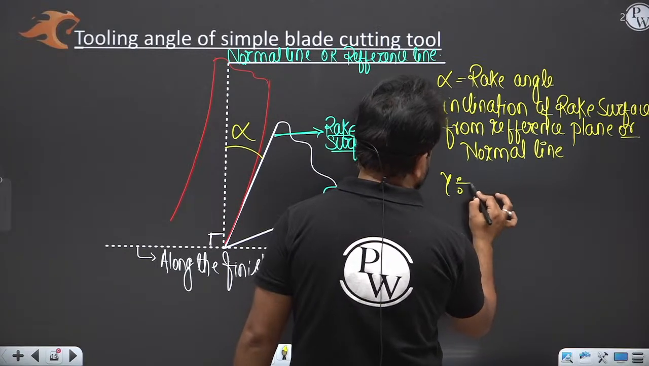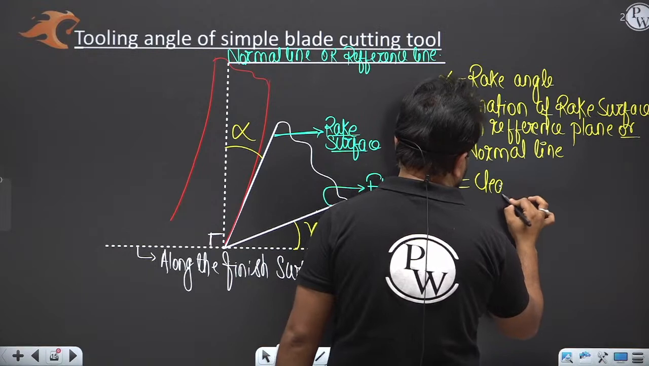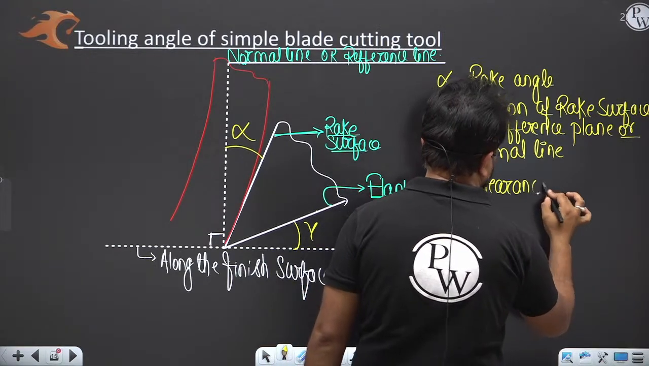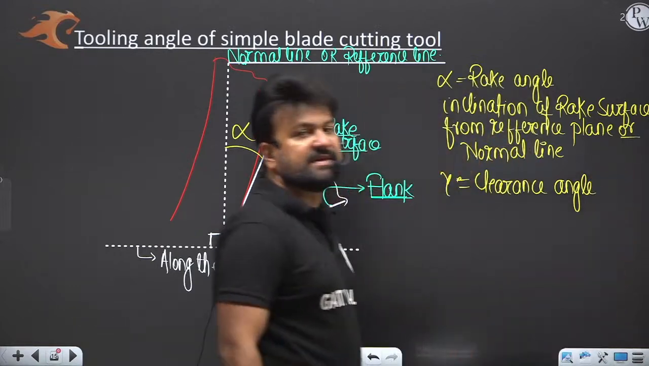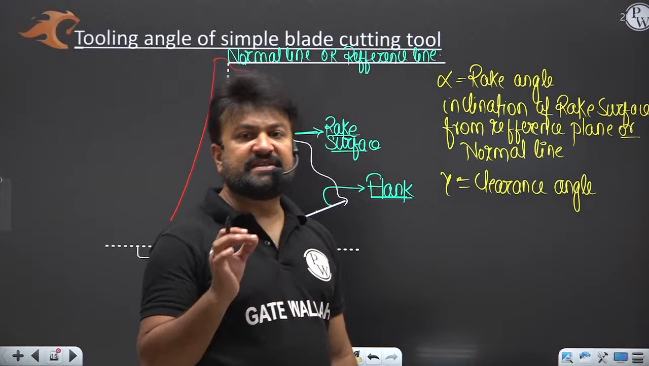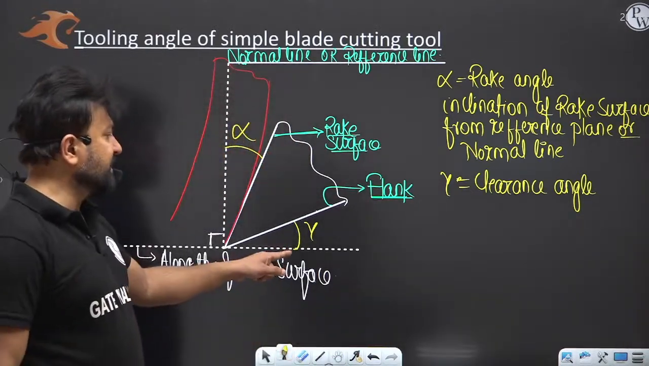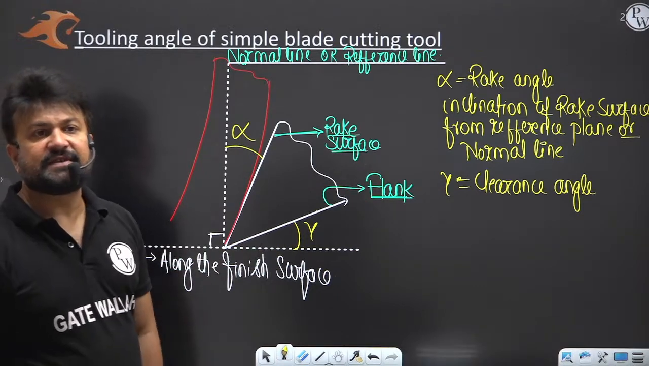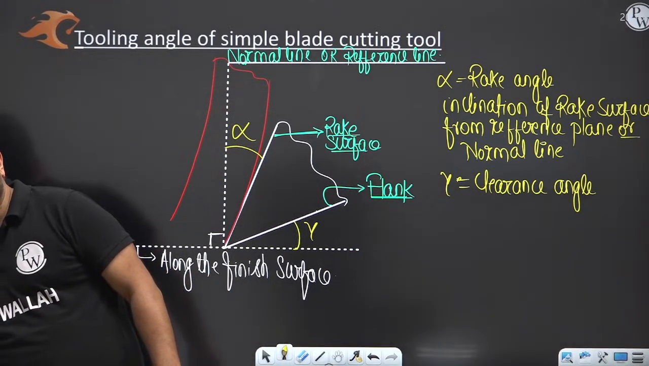So it is basically the clearance angle, right? The angle of inclination of the flank surface is the clearance angle, which is inclined from the finished surface. So do you people have any doubt?